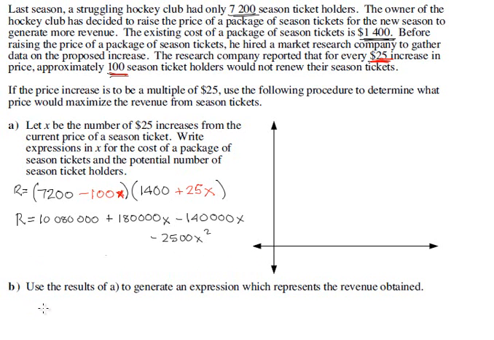I'll move down to here because I need the space. That means overall our revenue is, putting it in descending order now, minus 2,500x squared, 180,000 minus 140,000 is plus 40,000x, plus 10,080,000. So that's our expression for the revenue. You can see this is a parabola opening down. So yes, it should have some kind of inverted U shape like this, where it has a maximum to it, and that's what we're trying to find.